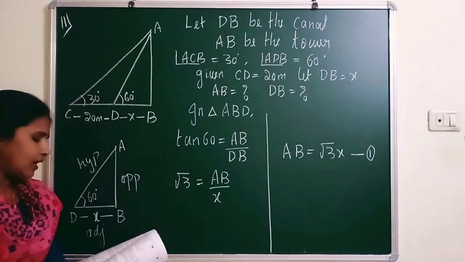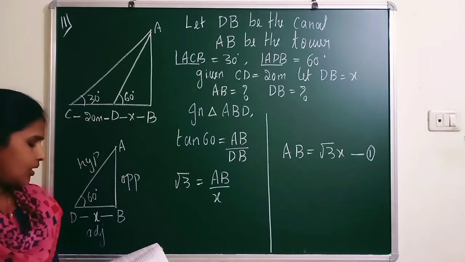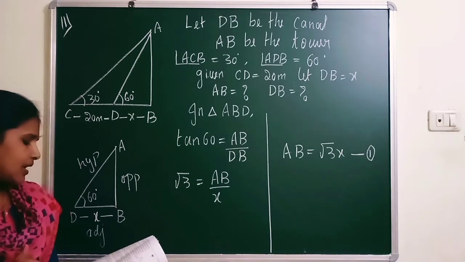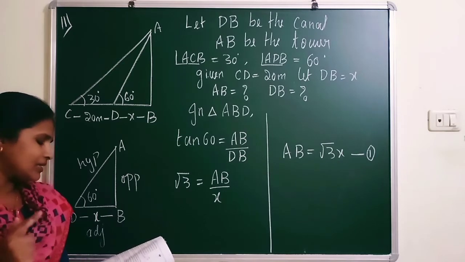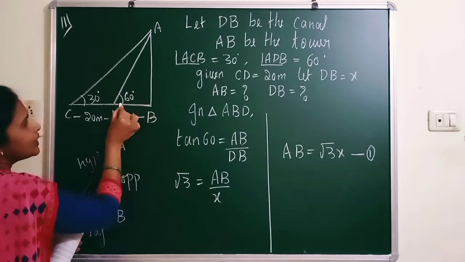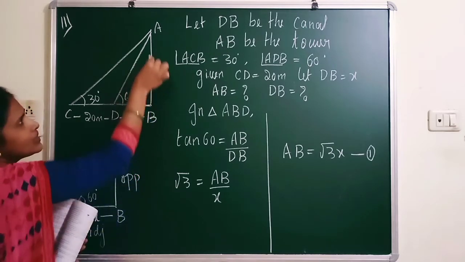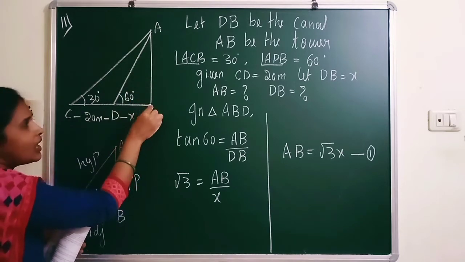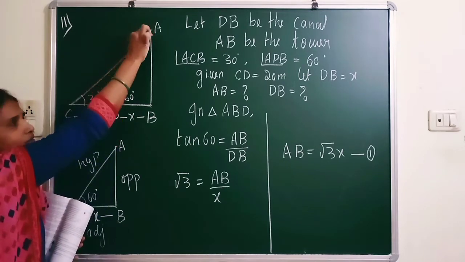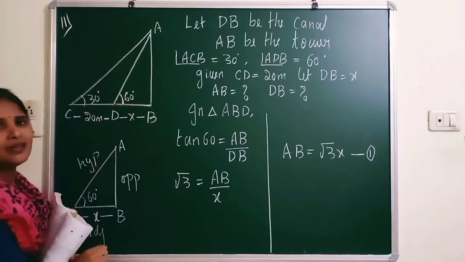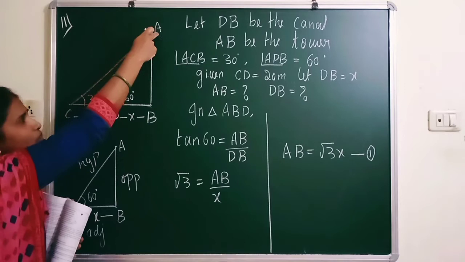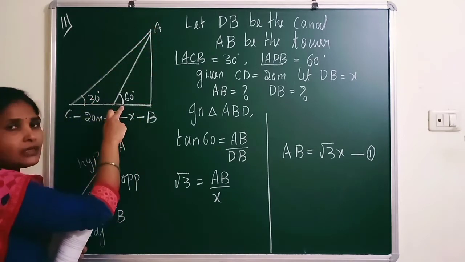So he has given a TV tower stands vertically on a bank of a canal. From a point on the other bank directly opposite to the tower, the angle of elevation of the top of the tower is 60 degree. Means he has given DB is a canal. So this is the canal, and at one end of the canal there is a tower, that is AB is the tower, and from the other end of the canal you are observing the top of the tower, where the angle of elevation is given as 60 degree.